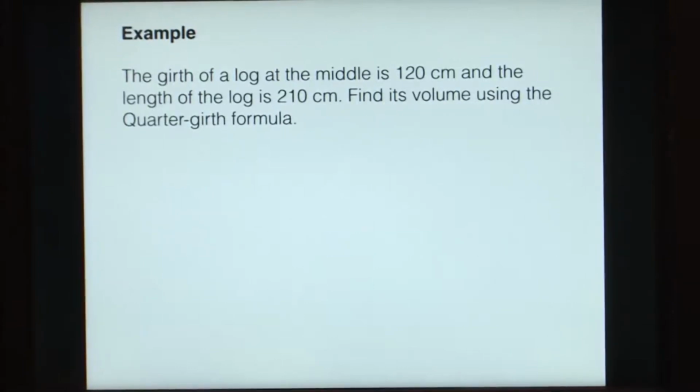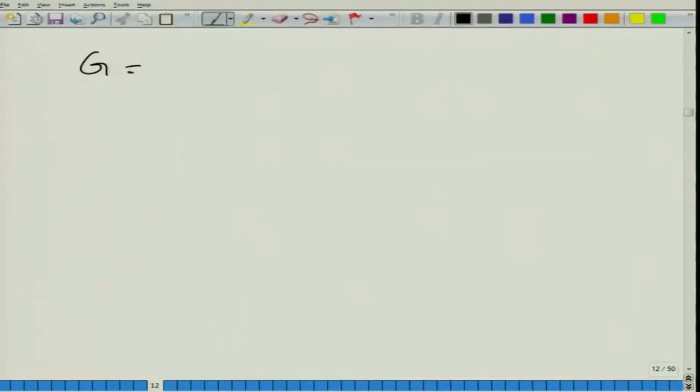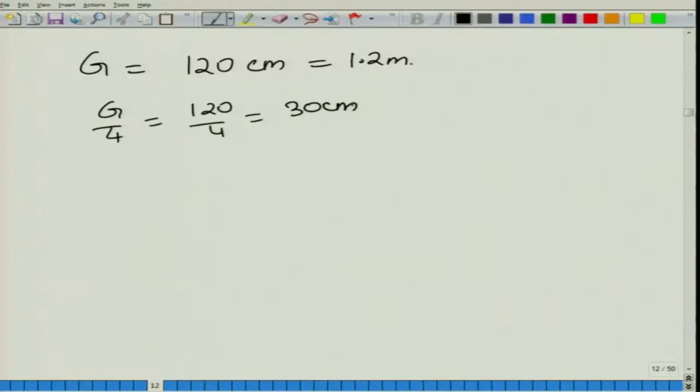It states that the girth of a log at the middle is 120 centimeters and the length of the log is 210 centimeters. We need to find its volume using the quarter girth formula. We are given that the girth at the middle is 120 centimeters, that is 1.2 meters. So, what is the quarter girth? G by 4 is equal to 120 by 4, or 30 centimeters, which is 0.3 meters. The length of the log is 210 centimeters, which is 2.1 meters.